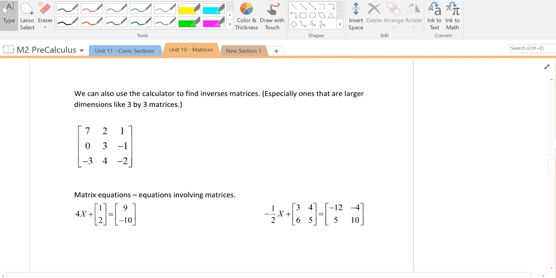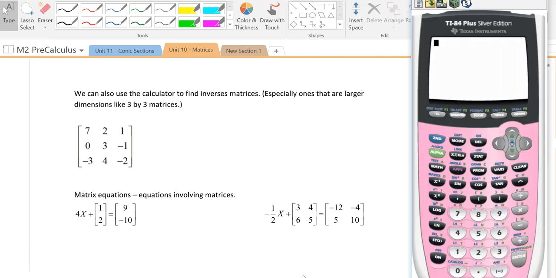All right, we can also use the calculator to find inverses. This is really important for ones that are larger than 2 by 2s. But it does work for a 2 by 2 as well. So for this 3 by 3, I'm going to go second x to the -1. That gives us the matrix menu. I'm going to go over and edit. I have my 3 by 3. I should have this one there.